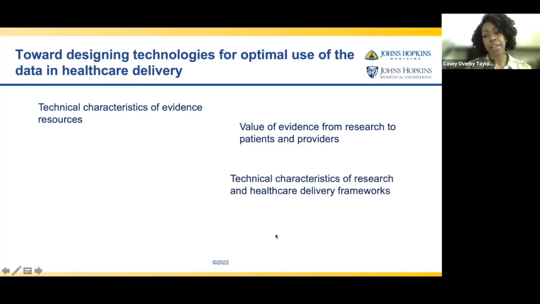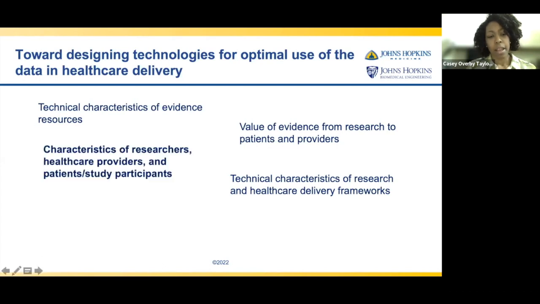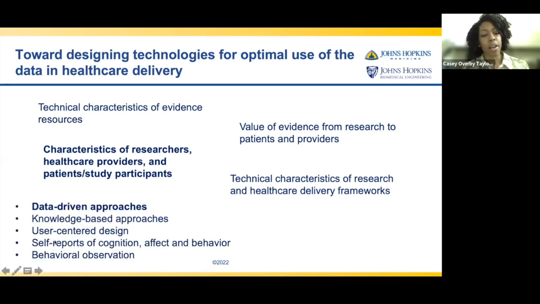Also, there's technical characteristics of the research and healthcare delivery frameworks. And we'll want to leverage, for example, our EHR capabilities in how we deliver new technologies. And so being aware of those characteristics, the limitations and the evolving capabilities is important as we're wanting to bring new technologies into use. And finally, understanding characteristics of researchers, healthcare providers, and patients is something that I'm going to focus on in particular here, along the lines of discovering the patient profiles that can help inform how we design technical solutions. And there's several strategies that I use in my research where I'm focusing again on these data-driven approaches to discover these patient profiles.